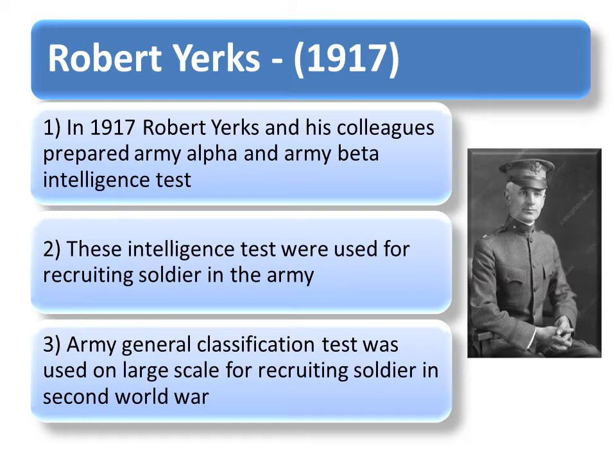So, the First World War began in 1914. In 1917, Robert Yerkes, along with his colleagues, prepared a test that could be used to recruit soldiers in an army, named the Army Alpha and Army Beta Intelligence Test. Army Alpha is a group verbal test and Army Beta is a group performance test. The importance of this test increased during the post-First World War period. In 1939, when the Second World War started, again an intelligence test named the Army General Classification Test was used on a large scale for recruitment of soldiers.